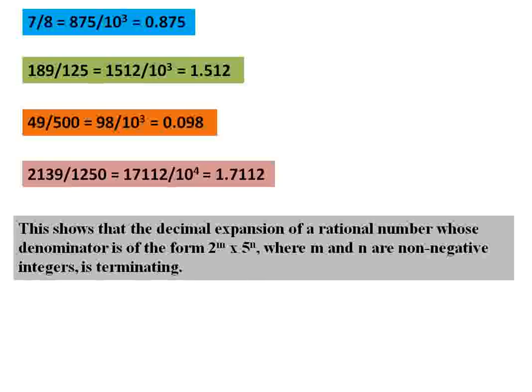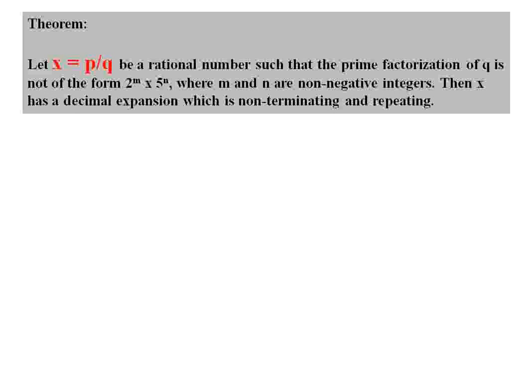This shows that the decimal expansion of a rational number whose denominator is of the form 2 to the power of m into 5 to the power of n, where m and n are non-negative integers, is terminating. Now we will learn a theorem. Let x is equal to p by q, where q is not equal to 0, be a rational number such that the prime factorization of q is not of the form 2 to the power of m into 5 to the power of n, where m and n are non-negative integers. Then x has a decimal expansion which is non-terminating and repeating.